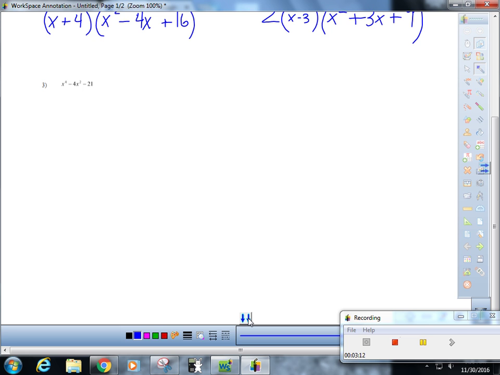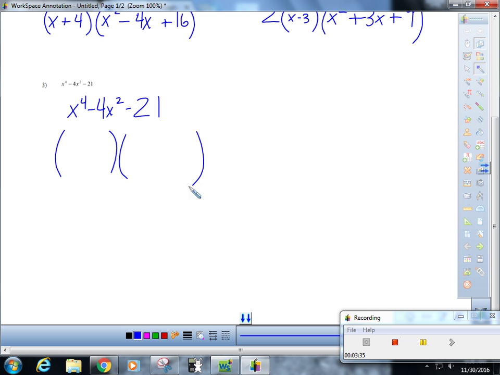Okay, number 3 now. This says x to the 4th minus 4x squared minus 21. All right. Well, this is a trinomial. It's got 1, 2, 3 terms. It kind of looks like the ones we're used to factoring. That's how we do these. You guys can totally do these.